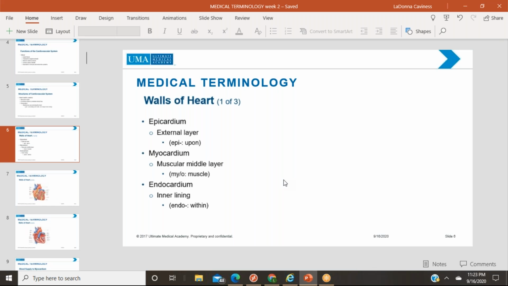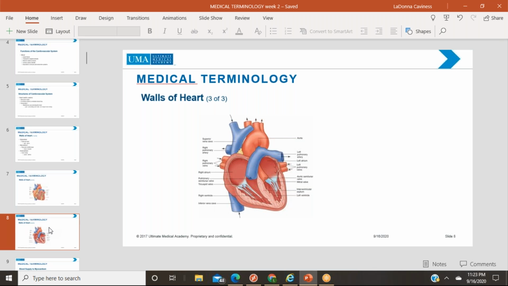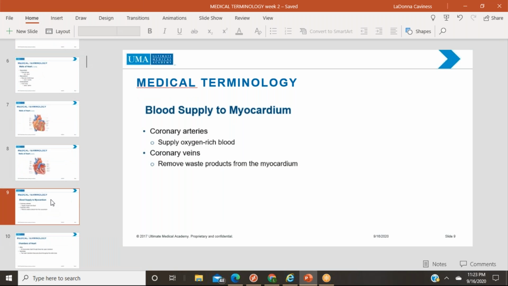The walls of the heart consist of the epicardium, the exterior layer, the myocardium, which is the muscular middle layer, and the endocardium, which is the inner layer. And here's an image of the walls of the heart. Same here. Blood supply to the myocardium: coronary arteries supply oxygen-rich blood, and coronary veins remove waste products from the myocardium.